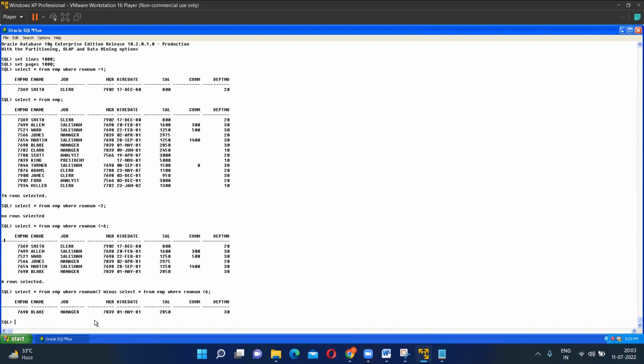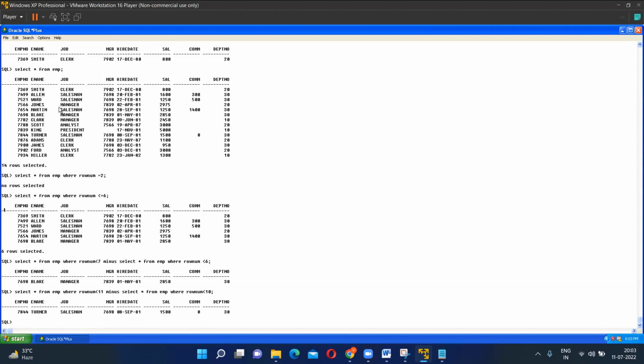If I want the 10th record, what I will do is select star from EMP where Rownum less than 10 plus 1, which is 11, minus select star from EMP where Rownum less than 10. That is n plus 1 and n. This is the 10th record, Turner. See, 1, 2, 3, 4, 5, 6, 7, 8, 9, 10. Yes or no, guys? Yes. This is how I get it.